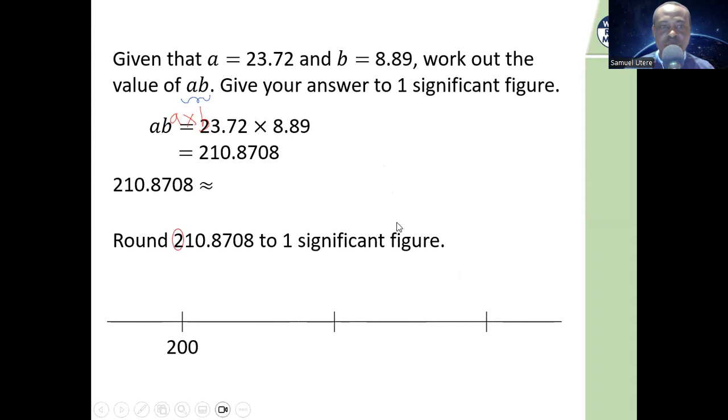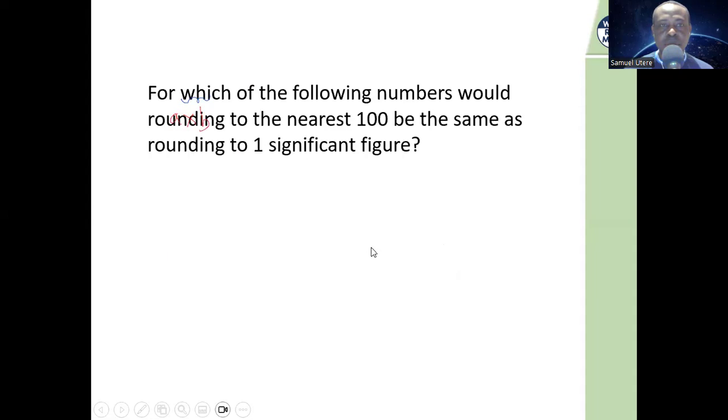You spotted that, well, you can use a number line, but I did this a long time ago by just knowing that 2 is my first significant figure. And then when I look at the 1, the digit next to the 2, that's to the right of the 2, it's not up to 5. So I know that the 2 will stay the same and every other digit after that will be 0. So it's 200. And that's our answer.